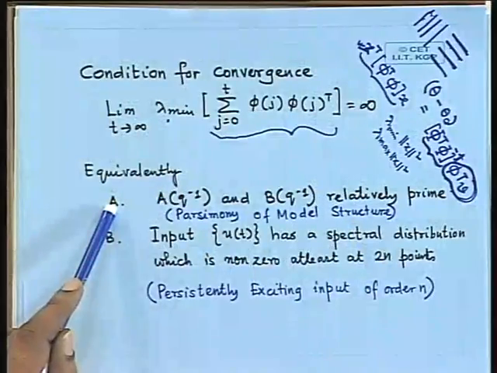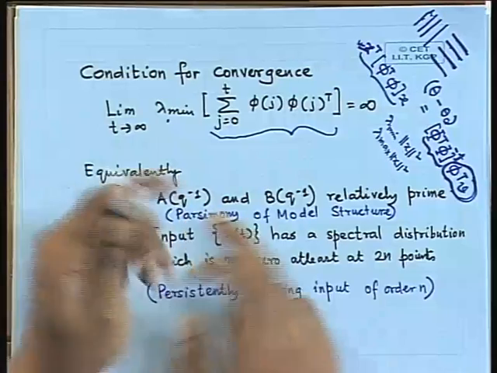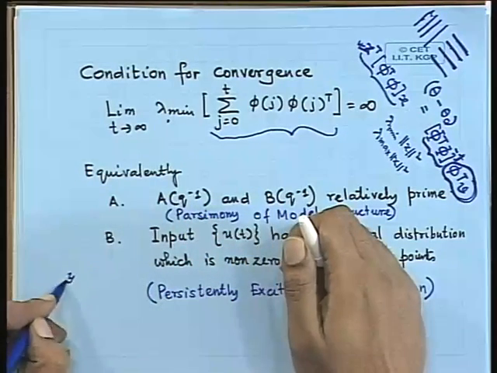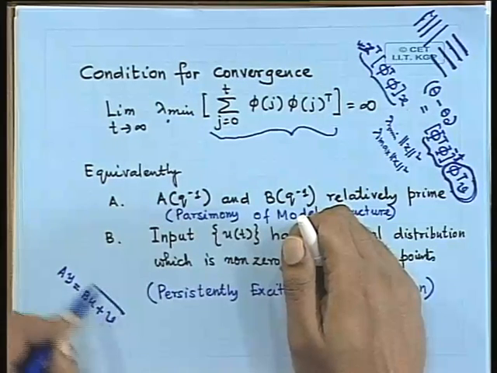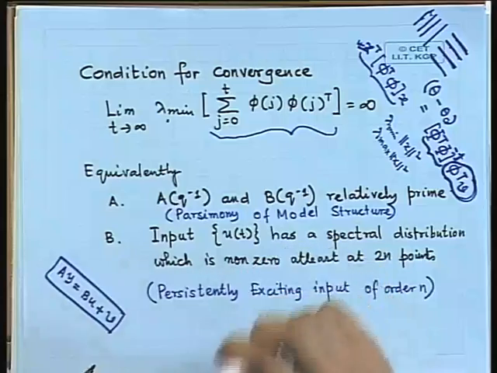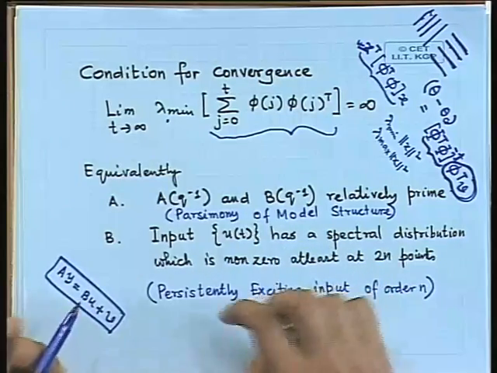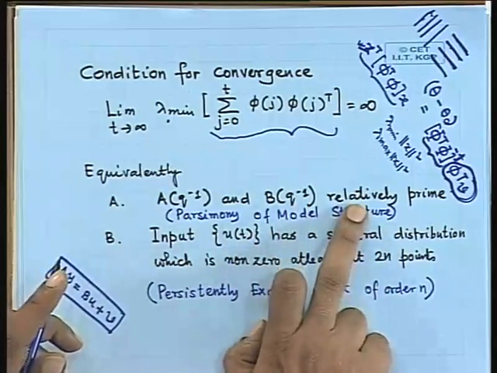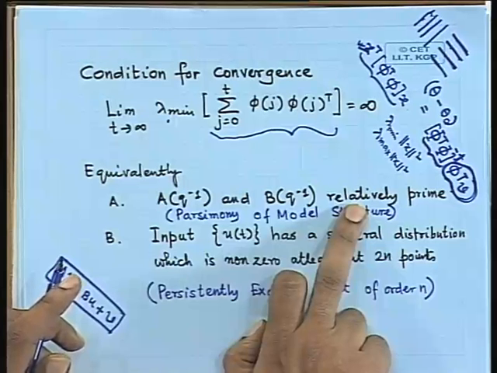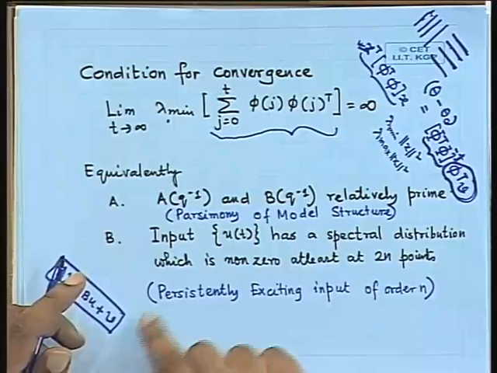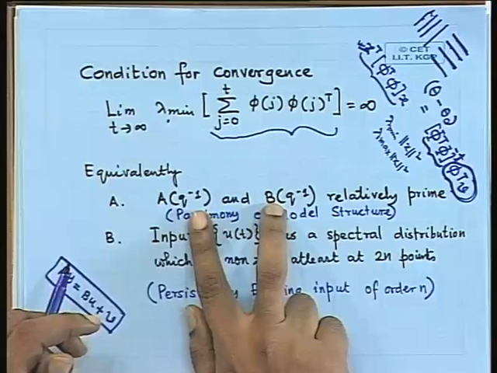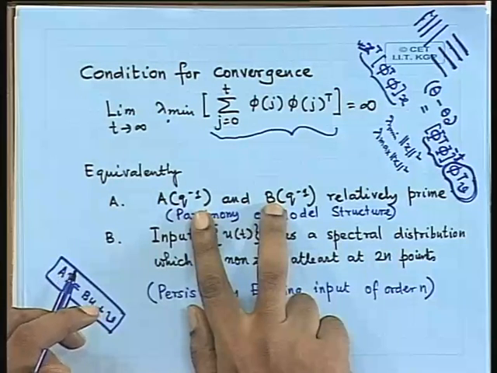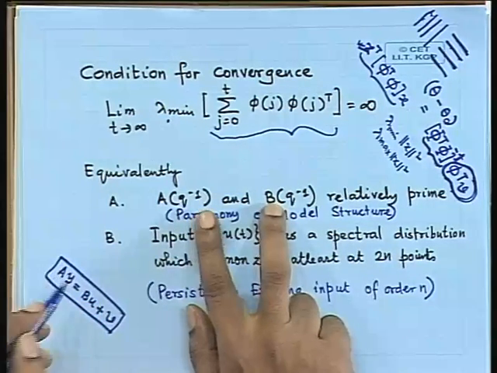So the first result says that if you have chosen, let us take a model structure that is A y equal to B u plus v. This model structure we are talking about, ARX. The first condition is that this A and B should be relatively prime. What is meant by relatively prime? We will see. You must choose a model structure such that there should not be any common factor.